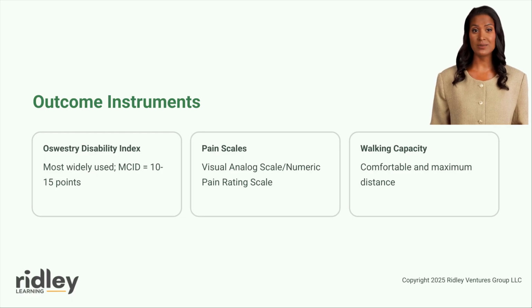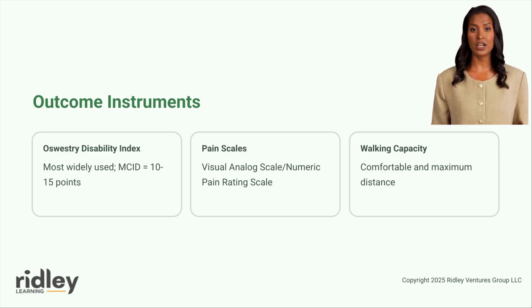The Oswestry Disability Index remains the most widely used measure of functional limitation in lumbar spine conditions, including spinal stenosis. This 10-item questionnaire assesses the impact of back and leg symptoms on activities including walking, sitting, standing, personal care, and social activities, generating a percentage score where higher values indicate greater disability.